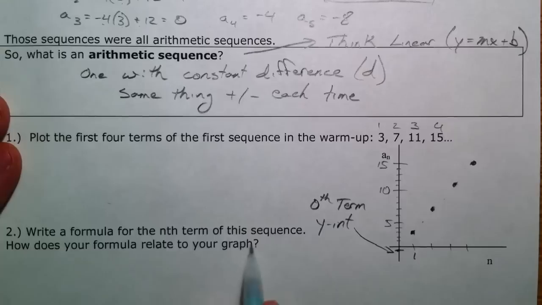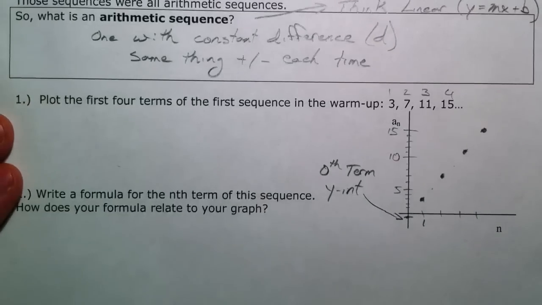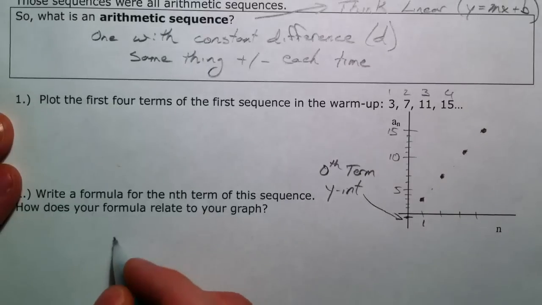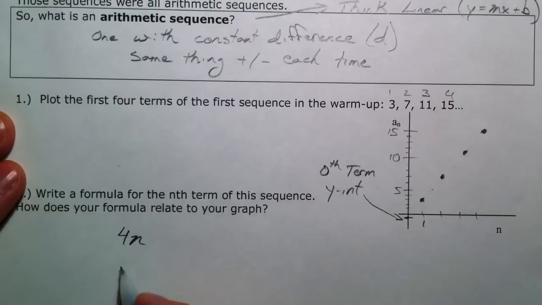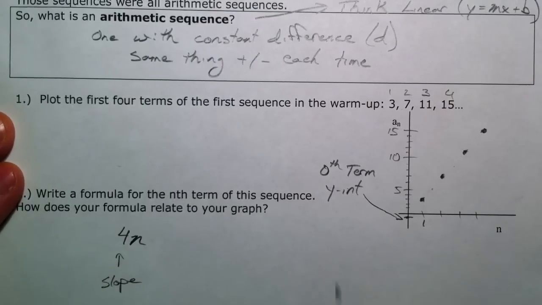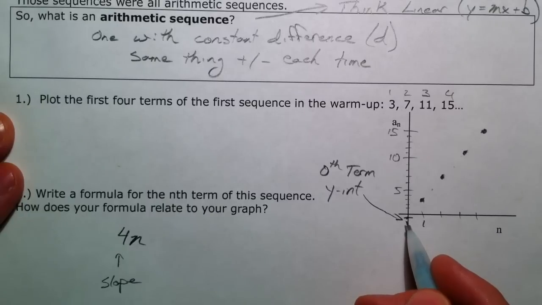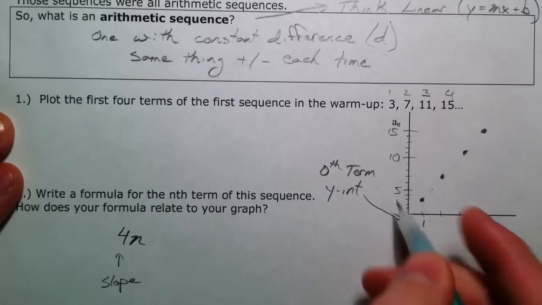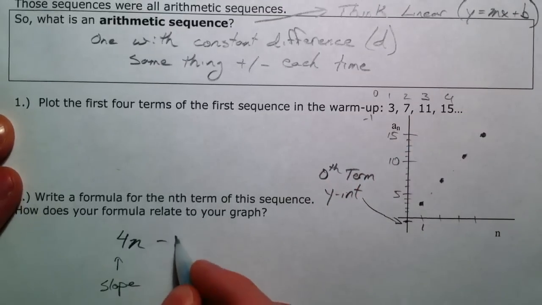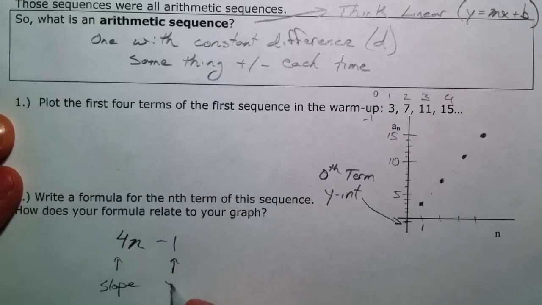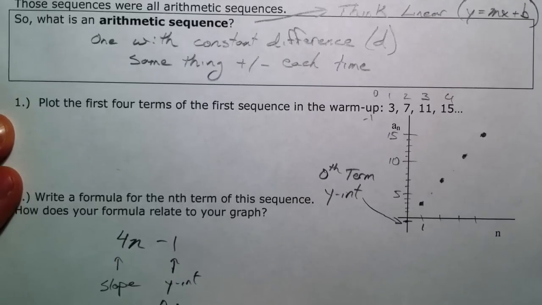So if we wanted to write a formula for the nth term, thinking like it's a slope, each time it's increasing by 4, so that's kind of like 4x. But instead, we're going to use 4n. That's like our slope. And then our y-intercept is negative 1. If we did 3 minus 1 and found the 0 term, that was negative 1. And so minus 1. Y-intercept, 0 term.